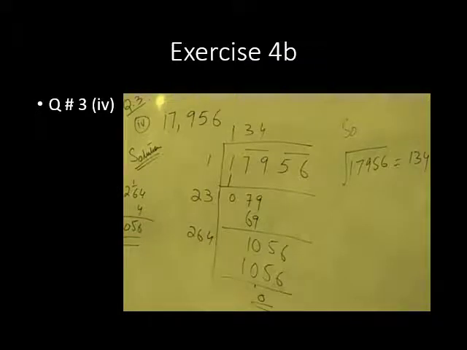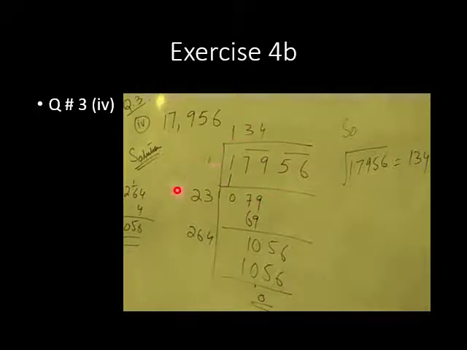Next question is question number 3 part 4. So we will make pairs here, first pair and second pair. Only one is left, so we will write here 1, one ones are 1. Then we will subtract it. Then both the digits of this pair will be written here.